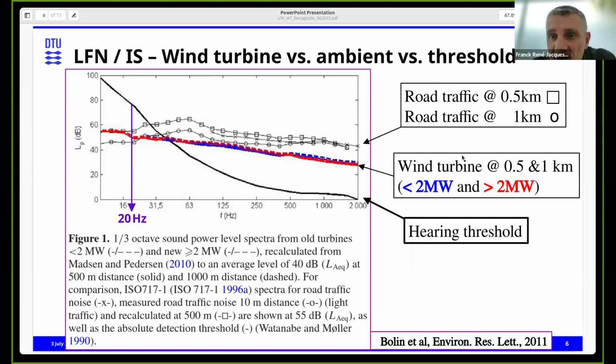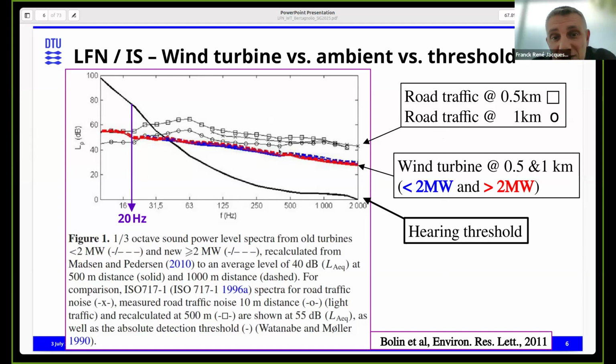Now, if we compare wind turbine noise to other noise sources, here it's compared to road traffic noise, and it's a study from Carl Bolin from KTH. It's from 2011. I'm a bit surprised here that these curves in the spectra, in color, they are for wind turbine at 0.5 and 1 kilometer, and small turbine and large turbine, but still they more or less coalesce.